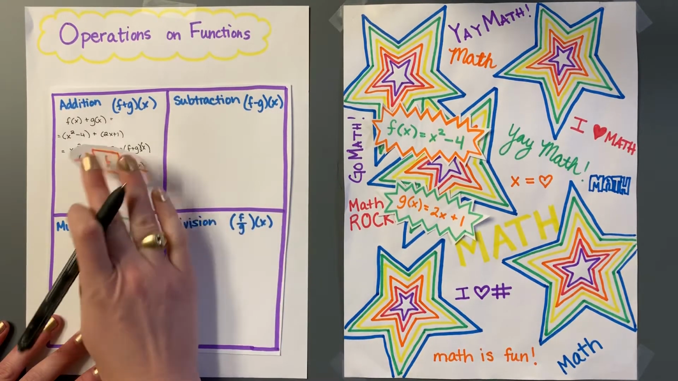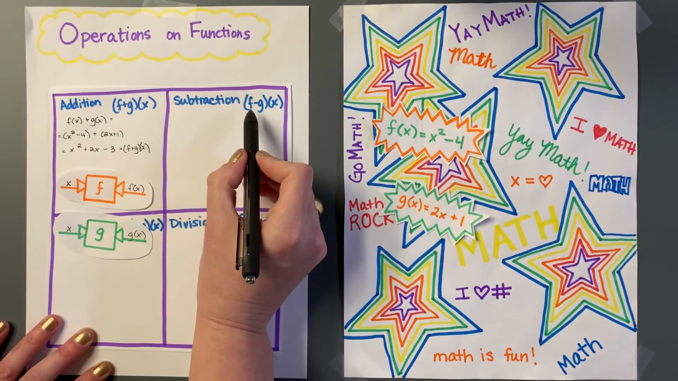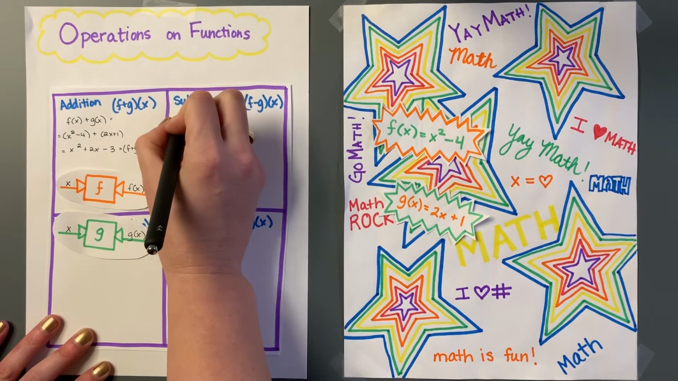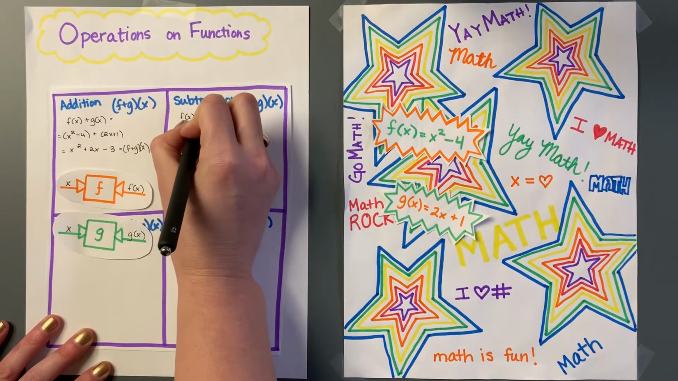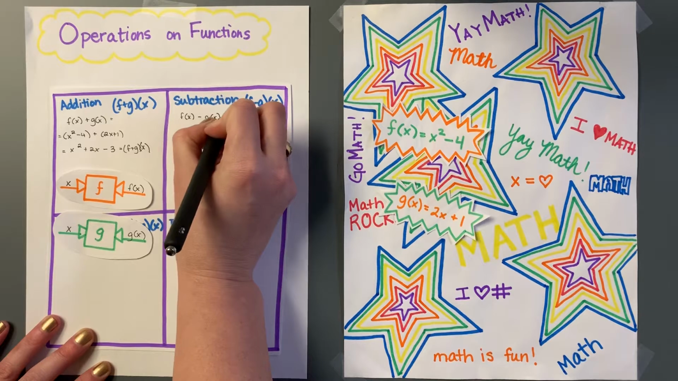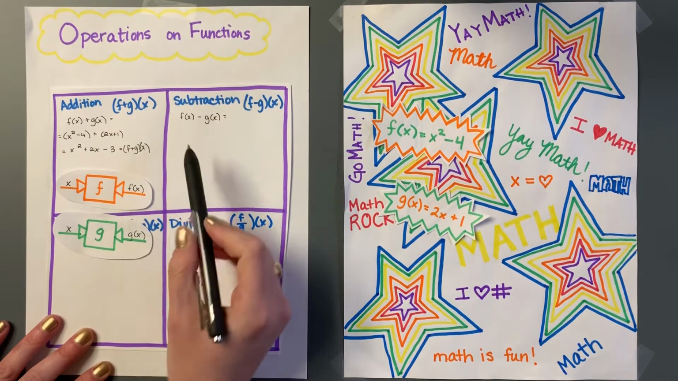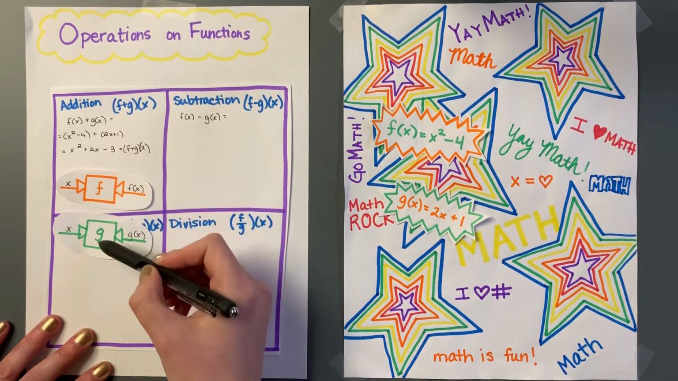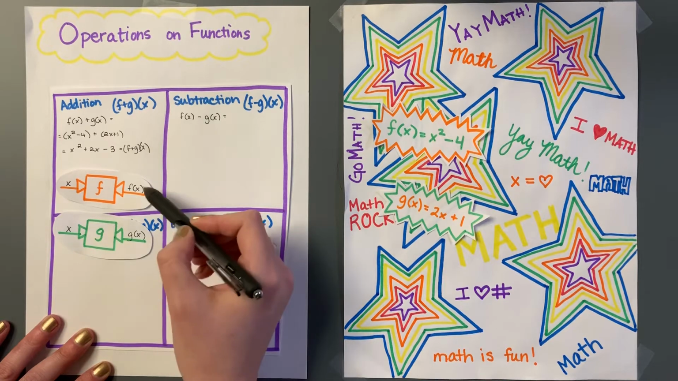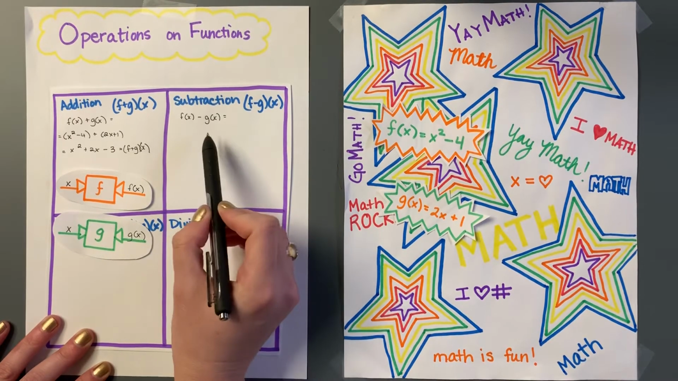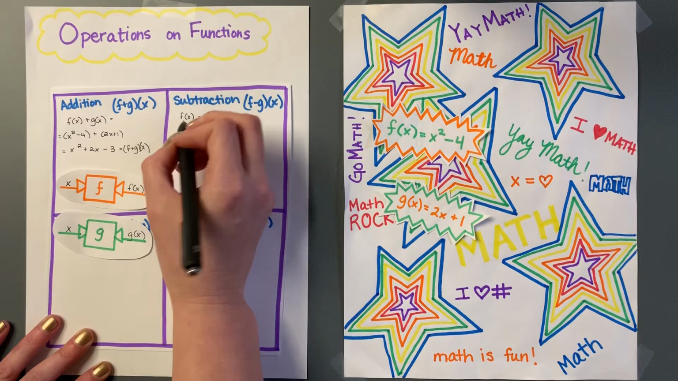Looking at subtraction, this is really similar. I have f minus g. In this case, this becomes f of x minus g of x. So I take the same input into both my f and my g functions. I get their individual outputs, and then I subtract the g output from the f output.